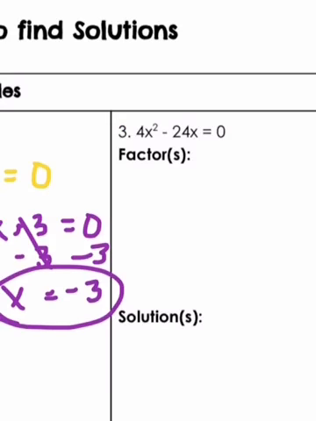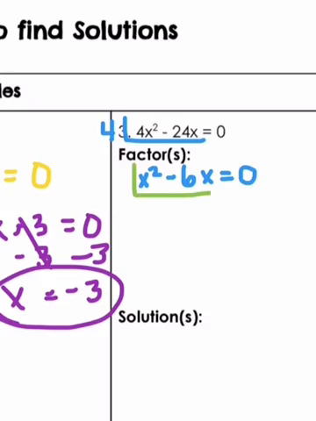All right, we want to look for that GCF first. So what number can I divide 4 and 24 by? I can divide them both by 4. 4 divided by 4 is 1, so that just leaves us with the x squared. And then -24 divided by 4 is -6. Then we want to look again for the variables, because they both have an x. So we can take out an x from both of them. So you would have x and then x minus 6.